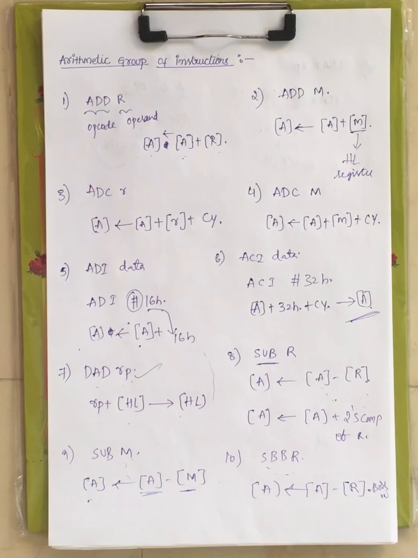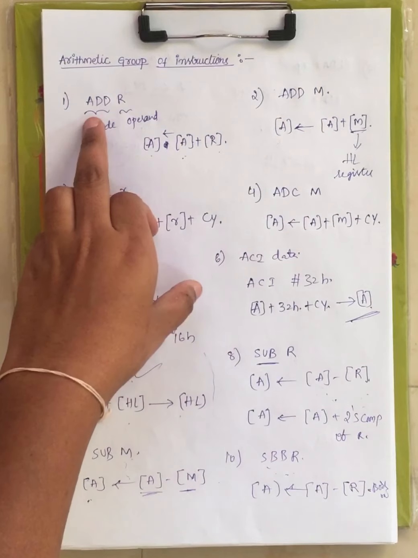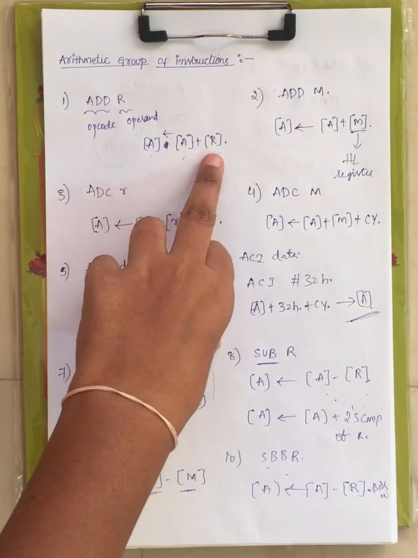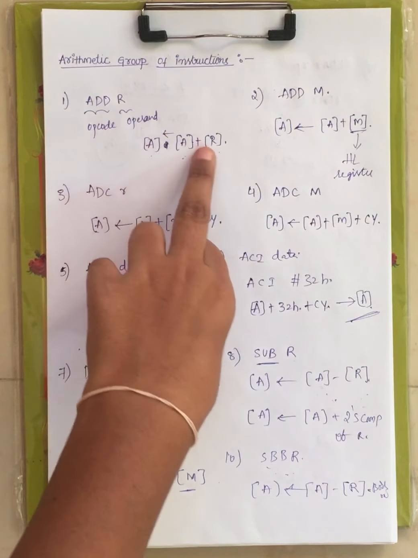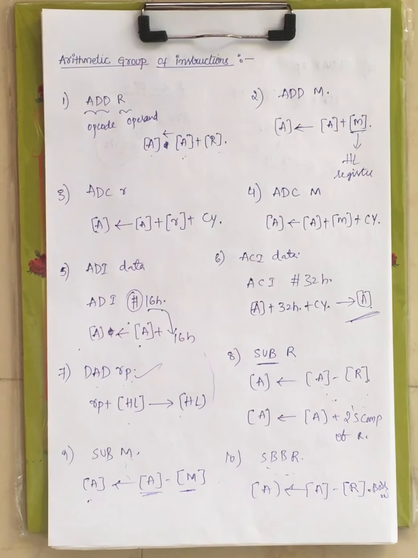Now 8086 supports multiplication and division operation, right? Now the first instruction is ADD R, right? The contents of the accumulator are added with the contents of register R that is specified within the instruction, and the result is stored in A itself, right?